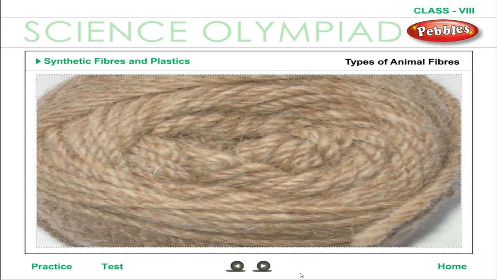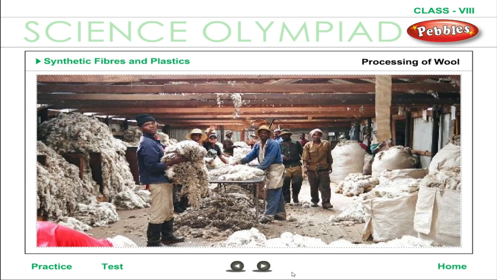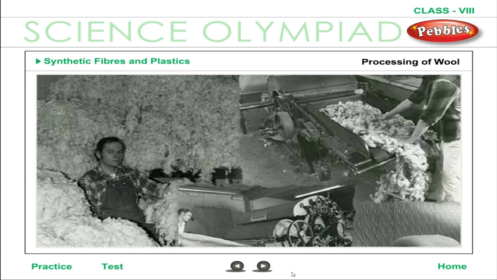Processing of wool. The raw wool is dirty and greasy. It also contains a lot of sweat. The sheared wool is cleaned by washing with detergents. After washing, the wool is treated with acid and heated to remove impurities. The fibers are then smeared with oil to make them soft.